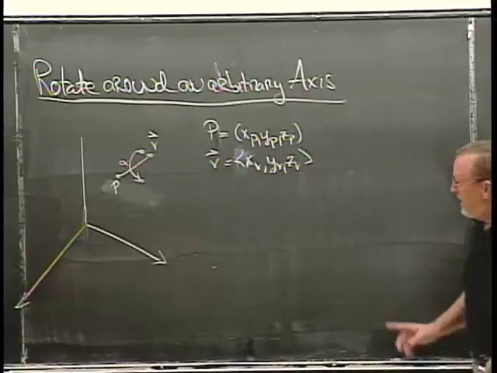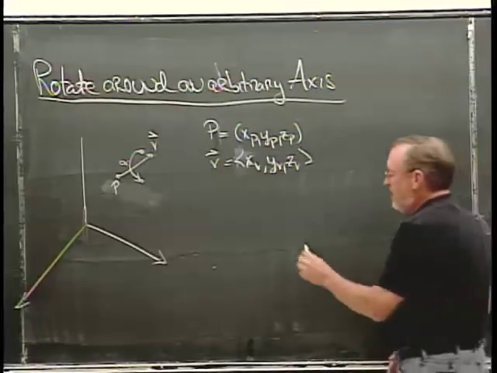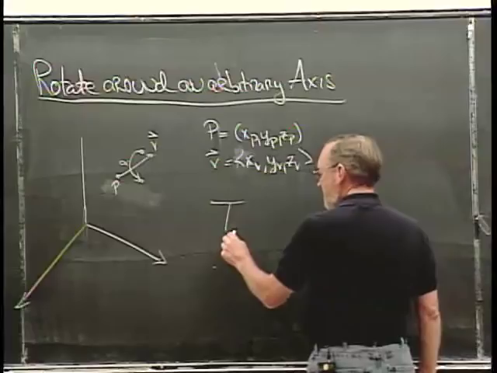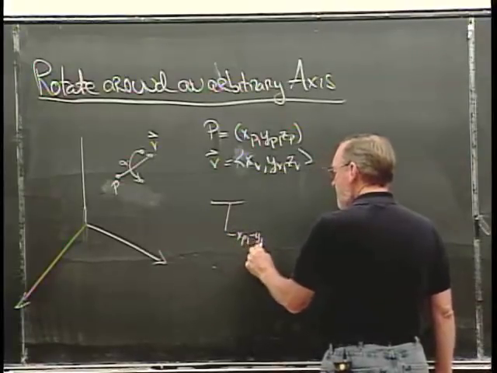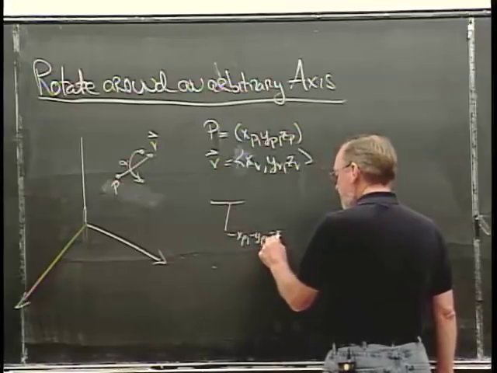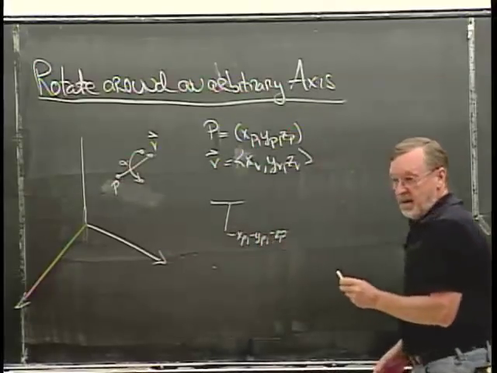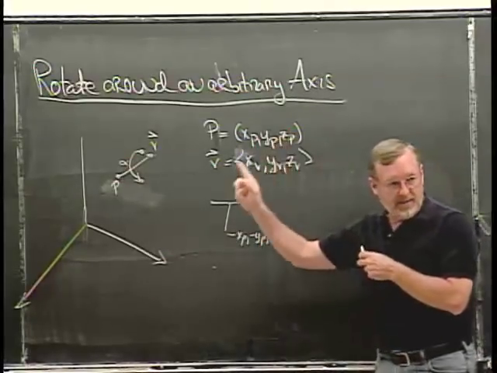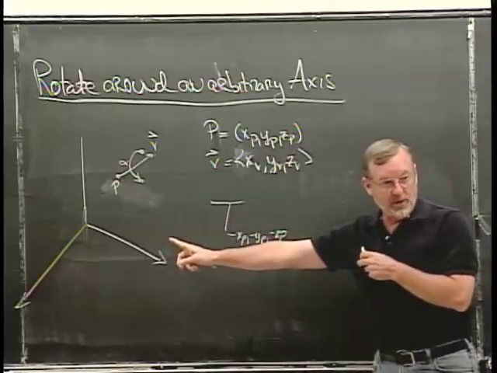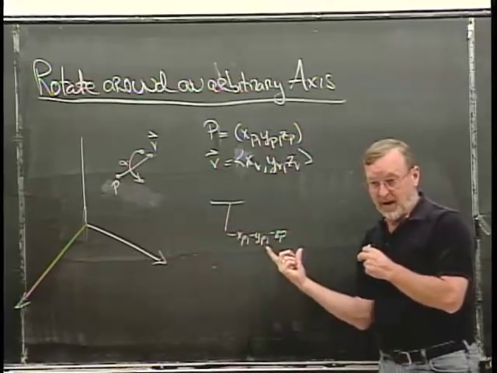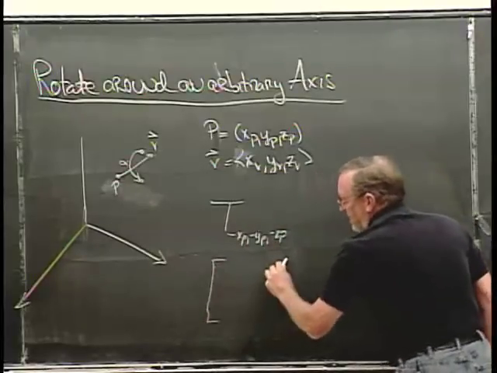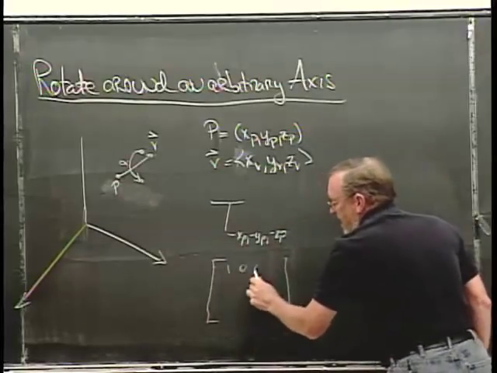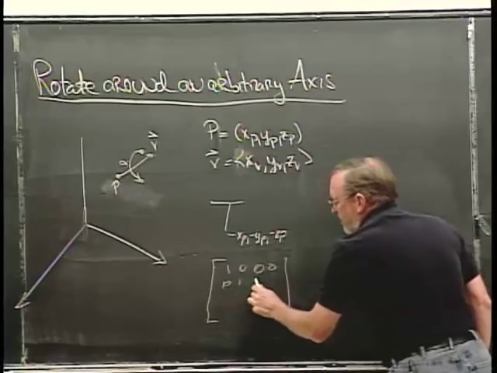Okay? So the very first thing I'm going to do is translate this whole thing, T of minus XP, minus YP, and minus ZP. That's the first thing I'm going to do. And that transfers this point down to the origin, right? If I subtract off all these things. And if you remember what this thing looked like, just picture it in your head. It's a nice simple matrix.